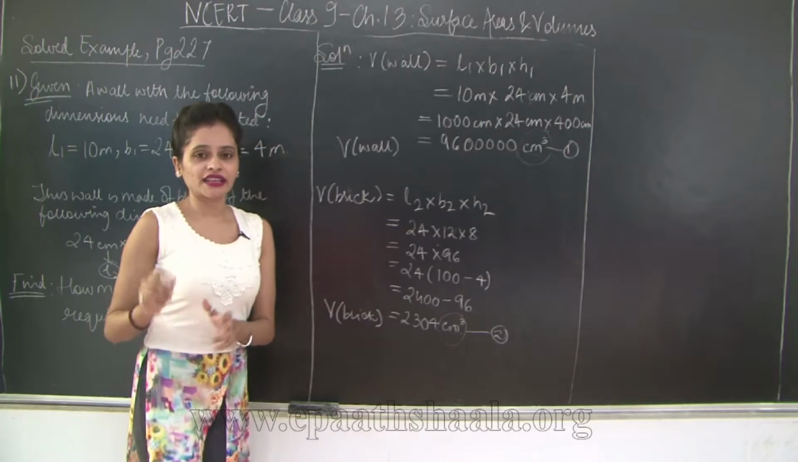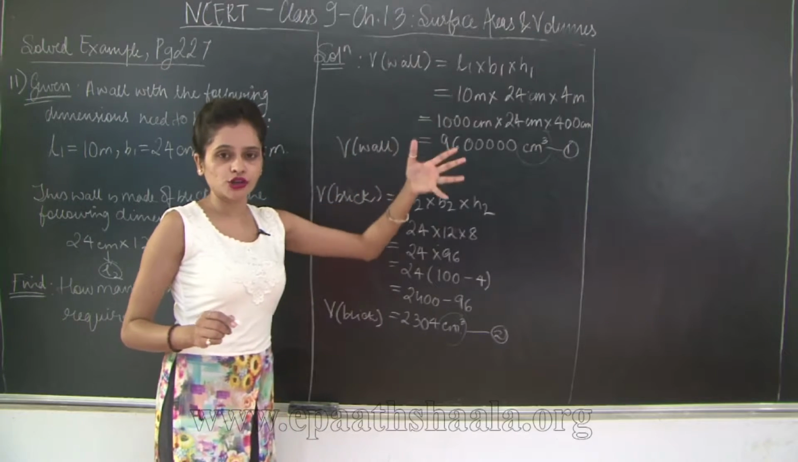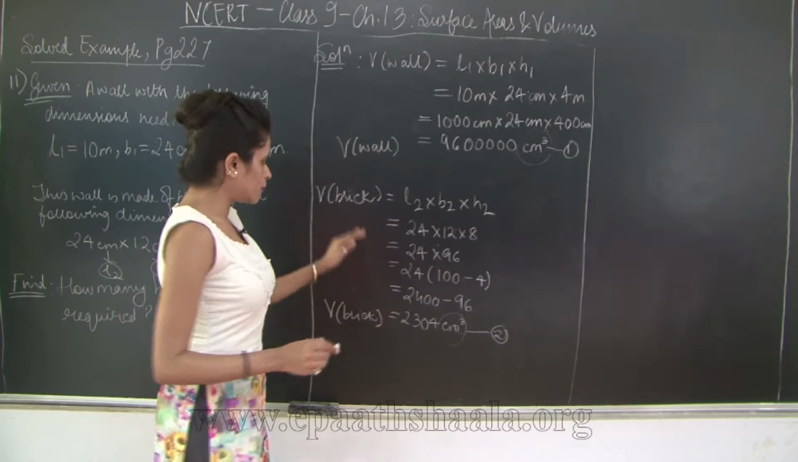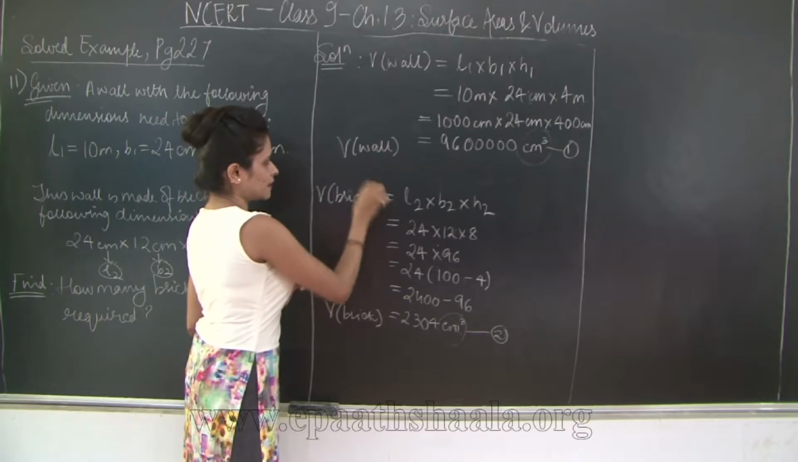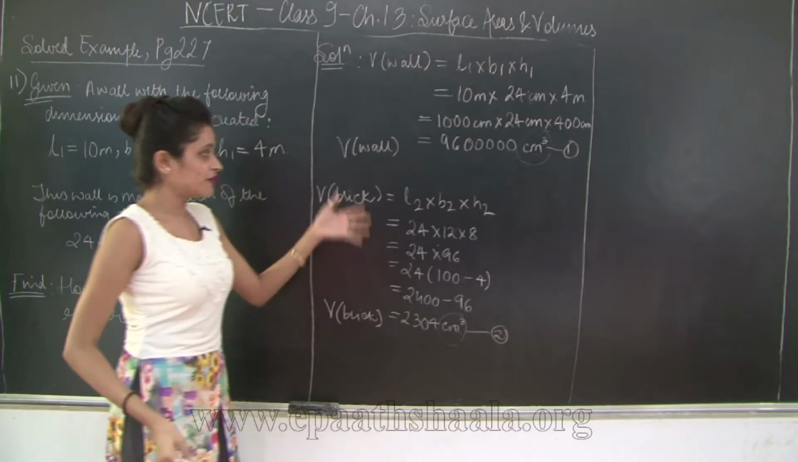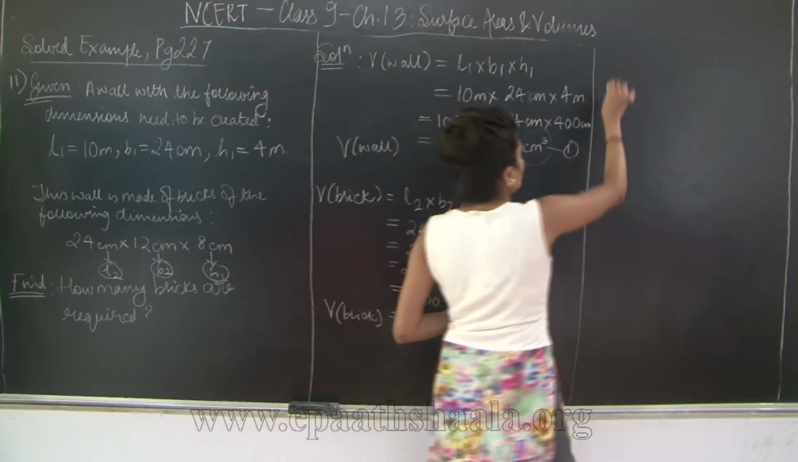Whenever you need to find the number of bricks, you place the bigger volume on top as the numerator of the fraction and the smaller volume as the denominator, right? Because many of these bricks are going to combine together to give you a wall. But if you do not get it, then you can always opt for the unitary method.